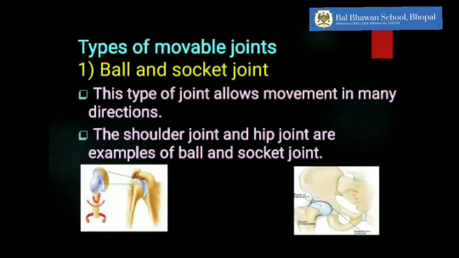Now next we'll talk about different types of movable joints. Swing your arm and see in how many directions it can move. Yes, it can move in all the directions. This is because of the first type of joint, ball and socket joint. This joint allows movement in all the directions and it is present in your shoulder and in your hips. Okay, now the shoulder joint and the hip joint is the ball and socket joint.